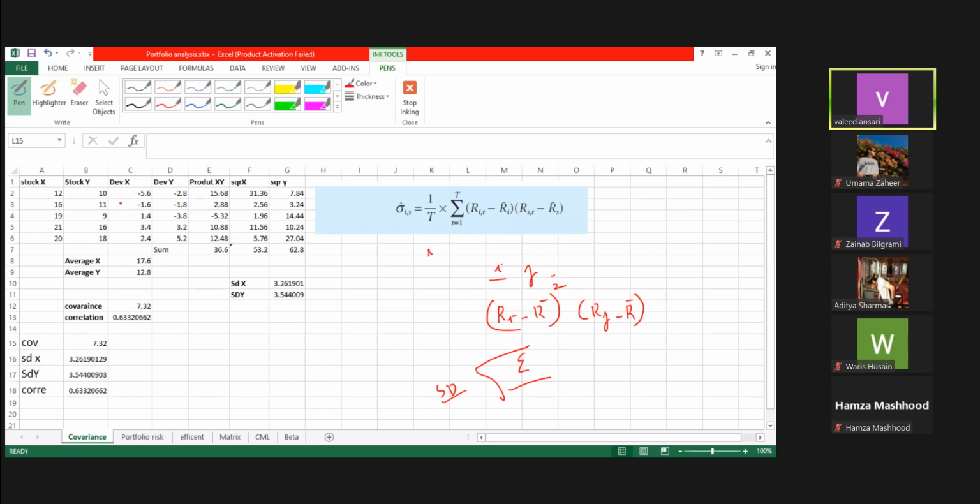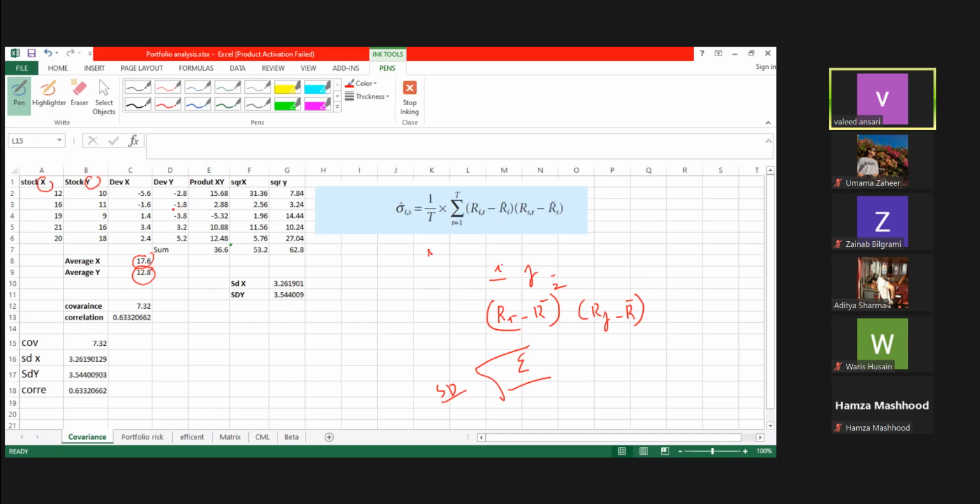Now in this example I have taken two stocks, X and Y. I have just written 12, 16, 19, 21, 20, 10, 11, 9, 16, and 18. So I have taken the average of these. The average of these returns is 17.6 and 12.8. I would advise you to please do it manually. So I have done it here.